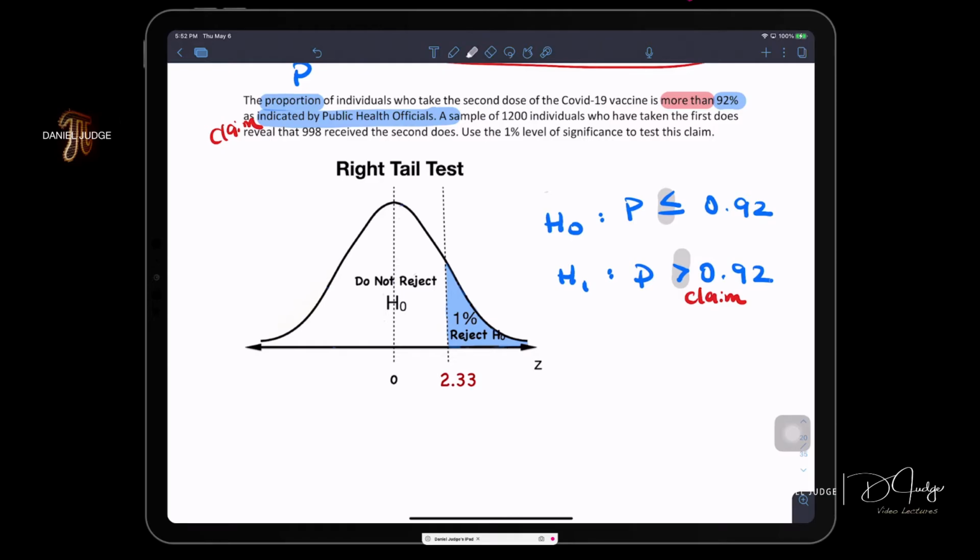Remember the following here. Always the alternate hypothesis determines the type of test. So that inequality symbol points to the right. So you have a right tail test. You have a right tail test, ladies and gentlemen.